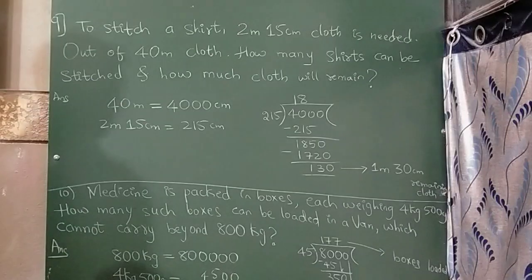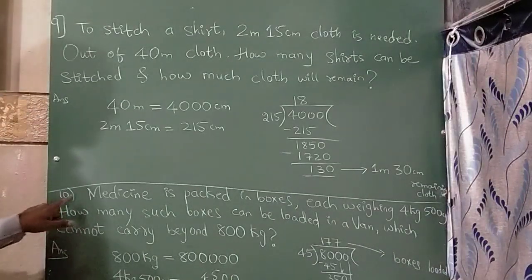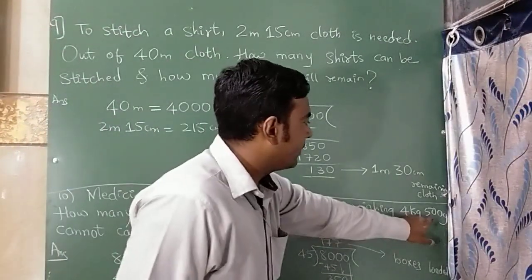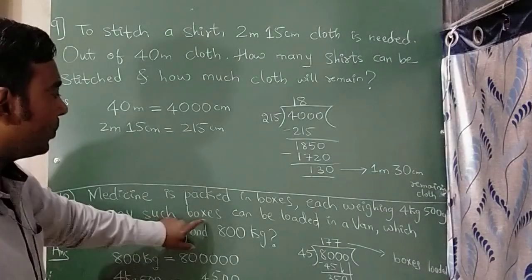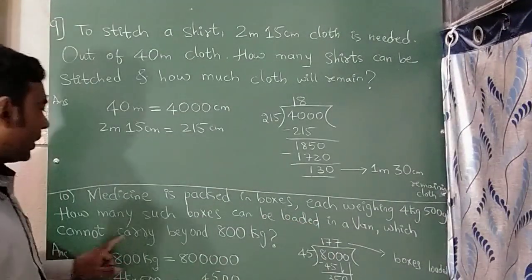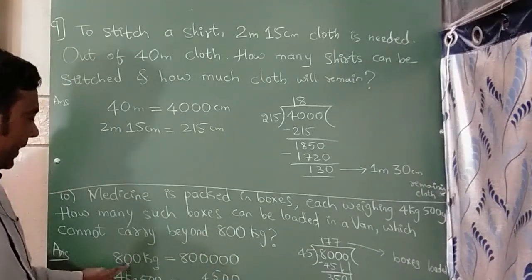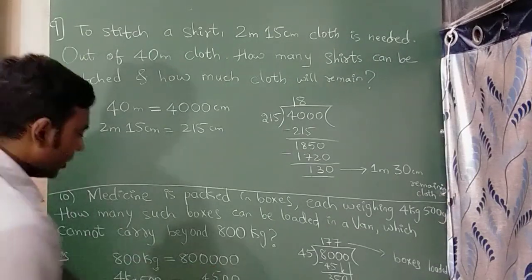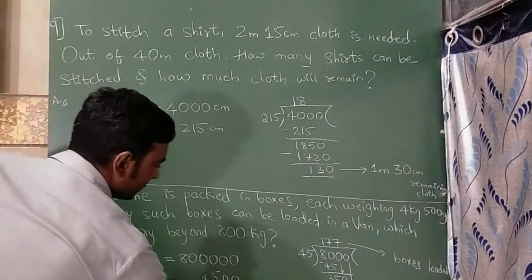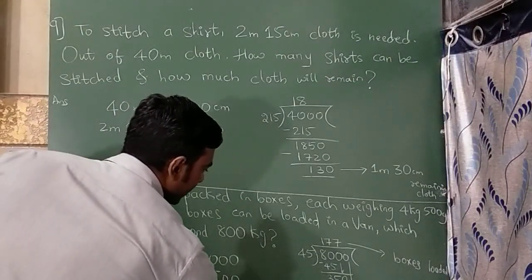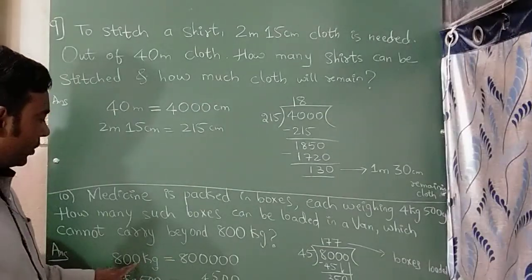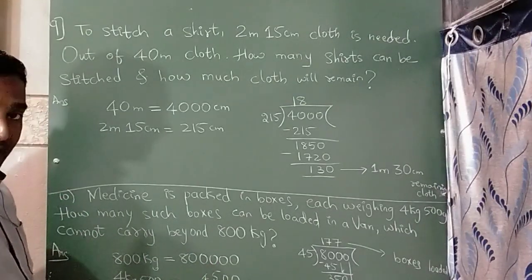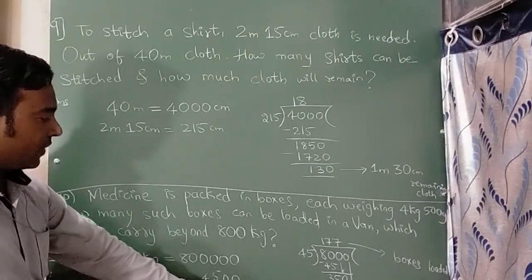Fine. Now next, 10th one. Medicine is packed in boxes, each weighing 4 kg 500 grams. How many such boxes can be loaded in a van which cannot carry beyond 800 kg? 800 kg is nothing but 800 into 1000, because 1 kg means 1000 grams. Fine. So 800 into 1000 will become this much. 4 kg 500 grams will become 4500 grams.